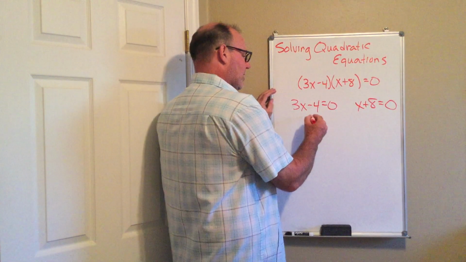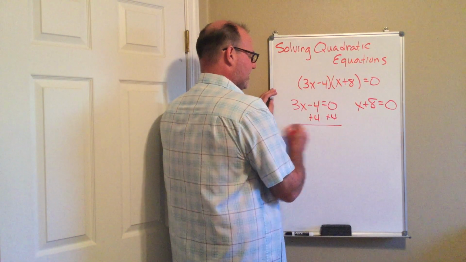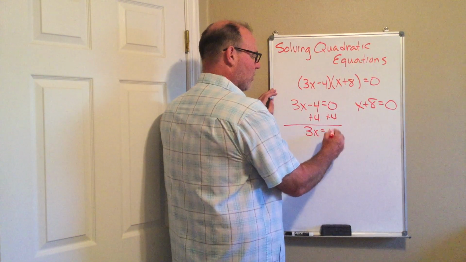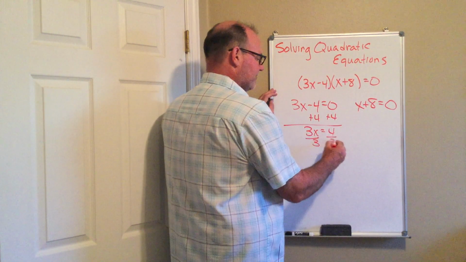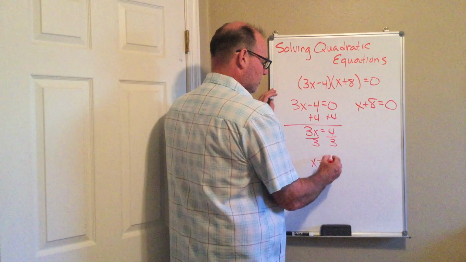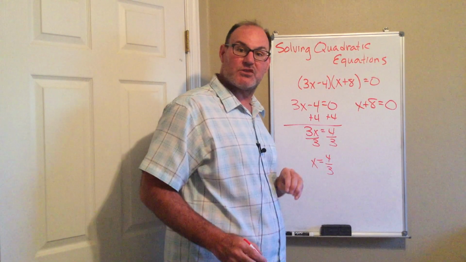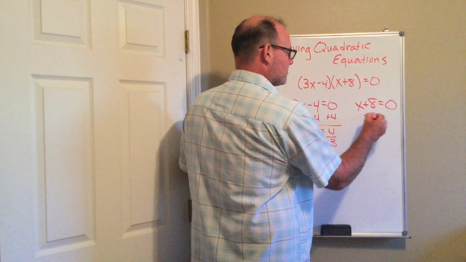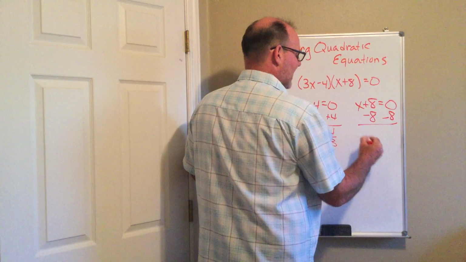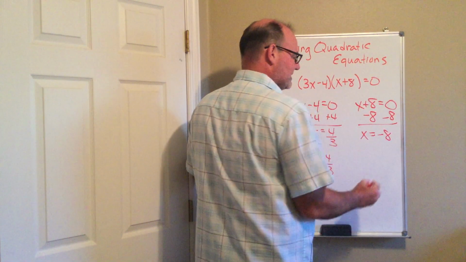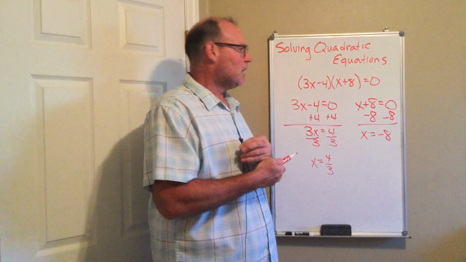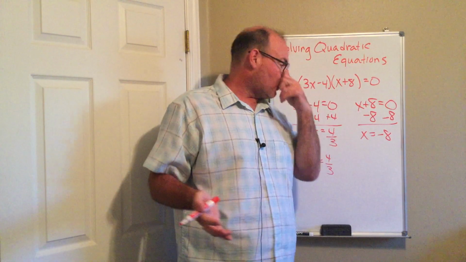So this one right here, I'm going to add 4 to both sides, and I get 3x equals 4. I'll divide by 3. And I get x is equal to 4 over 3. That's my first solution. Here, I'm going to subtract 8 from both sides, and I get x equals negative 8. That's my second solution. You can always check your answers in a quadratic equation.